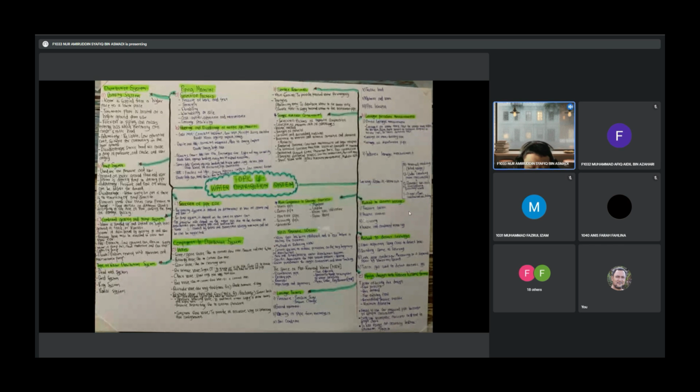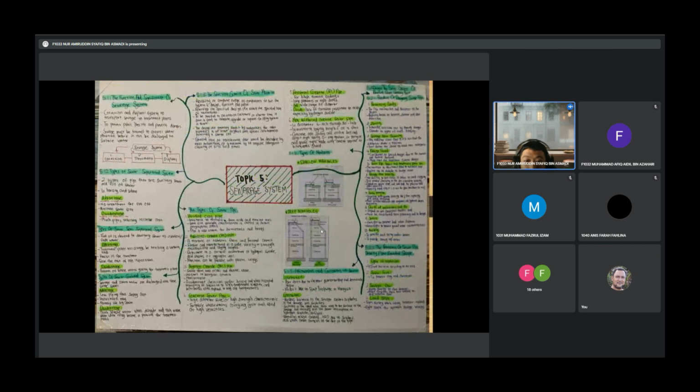Seterusnya ialah non-revenue water, iaitu leakage factor, leakage procedure measurement, method to control leakage, method to detect leakage dan piping design with Hazen-Williams formula. Okay. Sebenarnya ialah topik 5, iaitu sewage system.